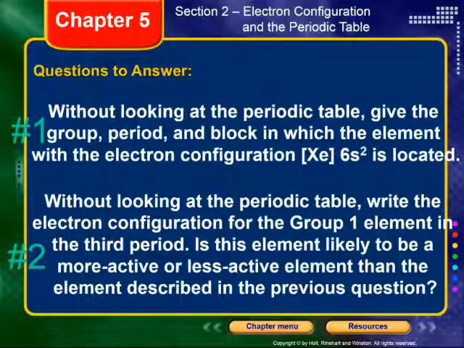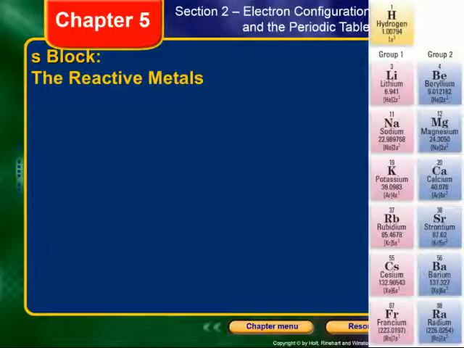All right, so for that element, I want you to be able to give me the group number, the period number, and the block. And then secondly, without looking at the periodic table, write the electron configuration for the group 1 element in the 3rd period. Is this element likely to be more or less active than the element described in number 1? Right? So that's what we're working towards at the end here. So let's start with the S block.